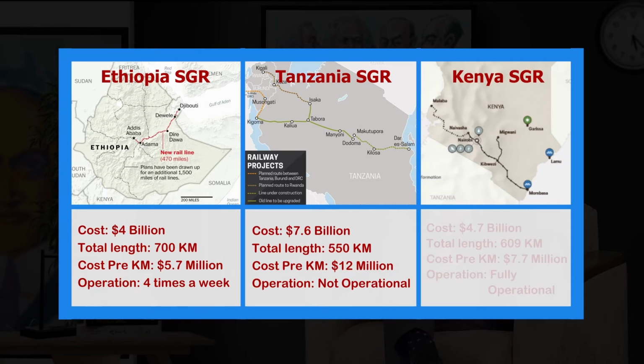Lastly, Kenya. We have built a 609 kilometer railway of SGR at a total cost of $4.7 billion. That translates to about $7.7 million per kilometer. Yet, Kenya's is fully operational. Yes, we had hordes of people to compensate. Now, Kenya doesn't have a planned economy like our good neighbors. Therefore, we had to compensate their pieces of land at market value. Did some people eat? That's not my business.